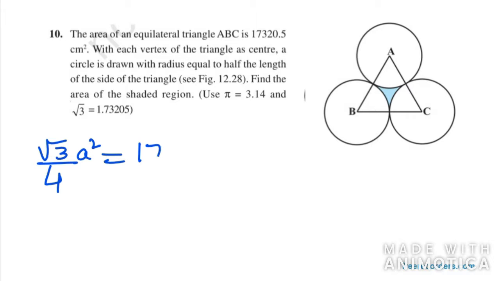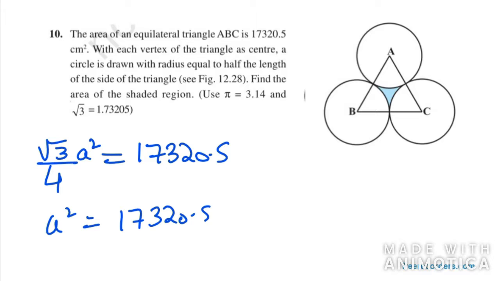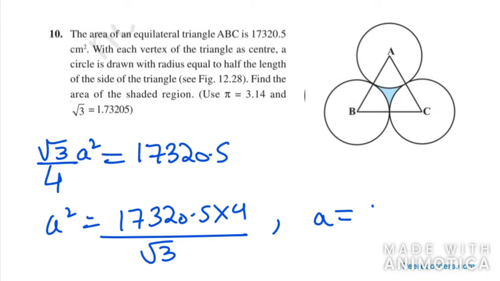So I will equate it to 17,300.5. So a square will be, using cross multiplication, it will be, when you solve this part, you will get your answer as, let me solve for you.